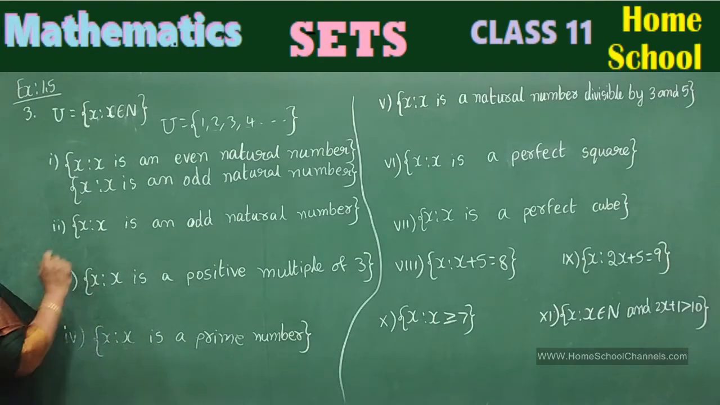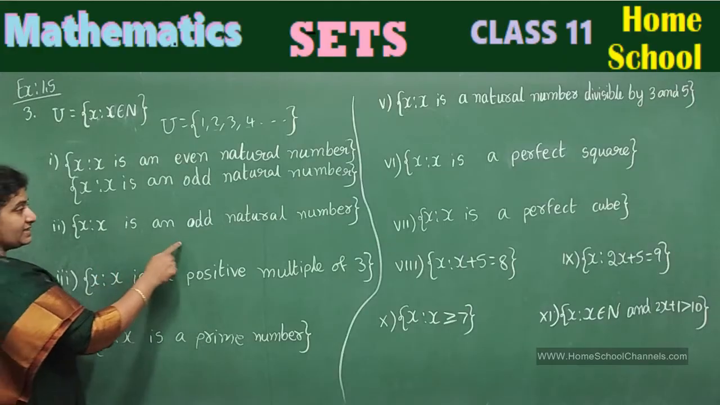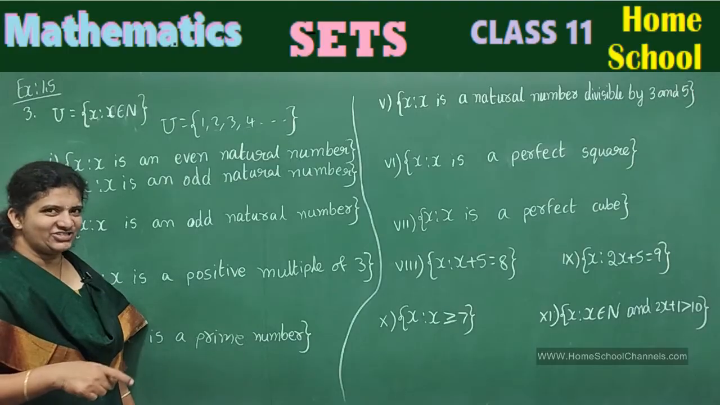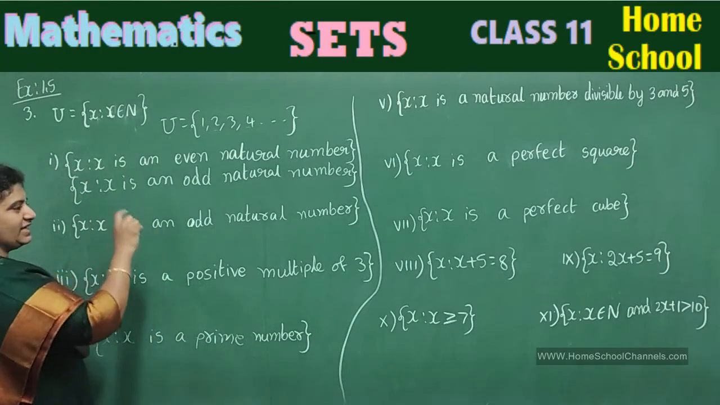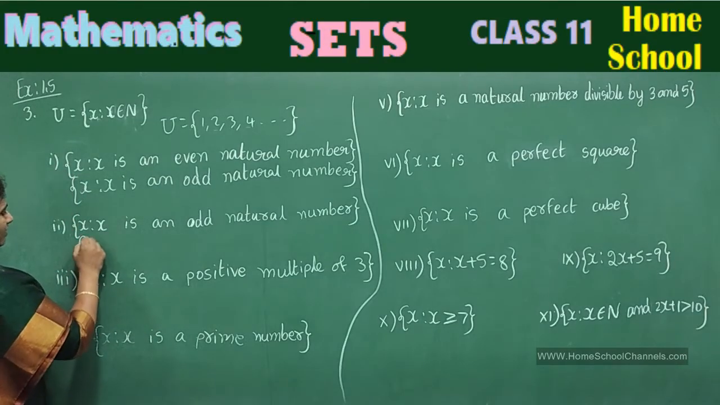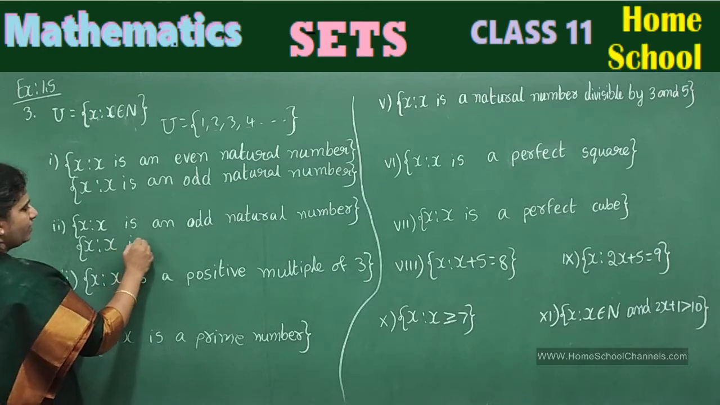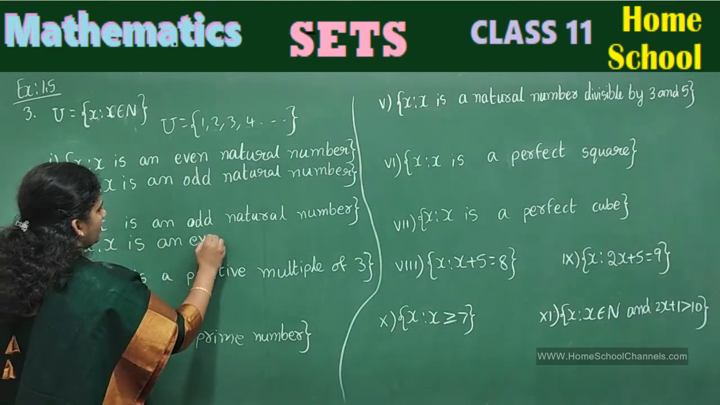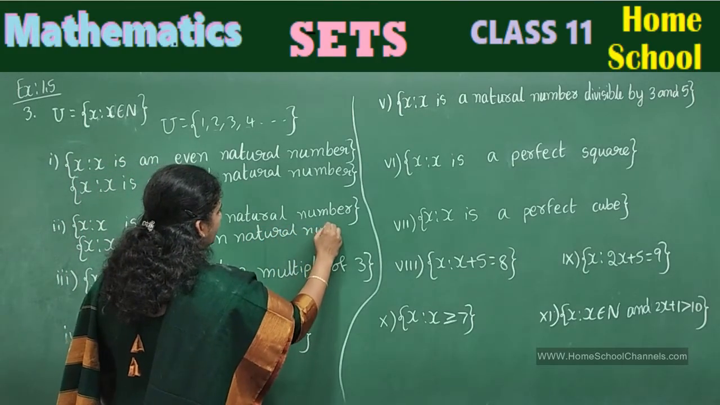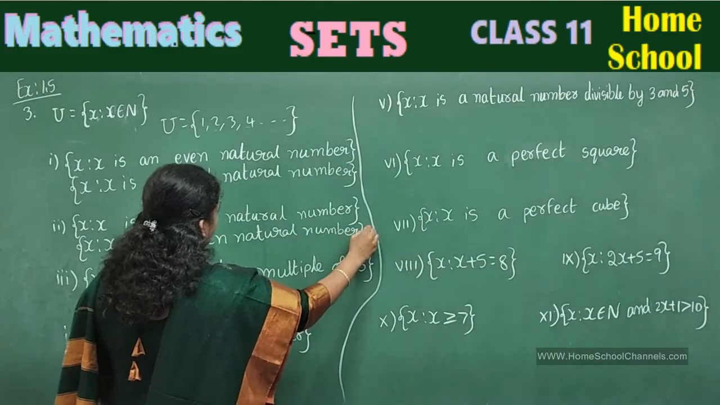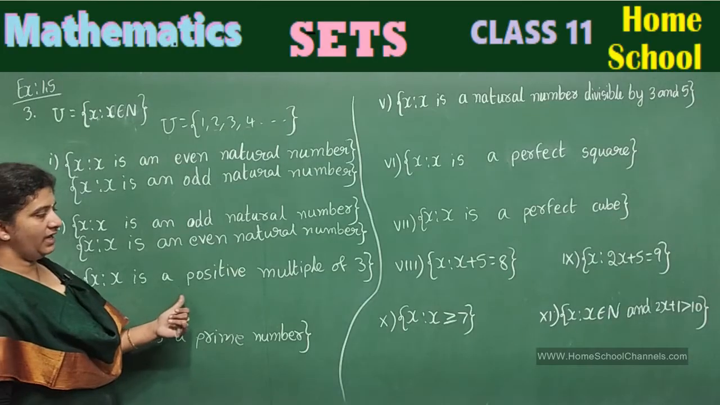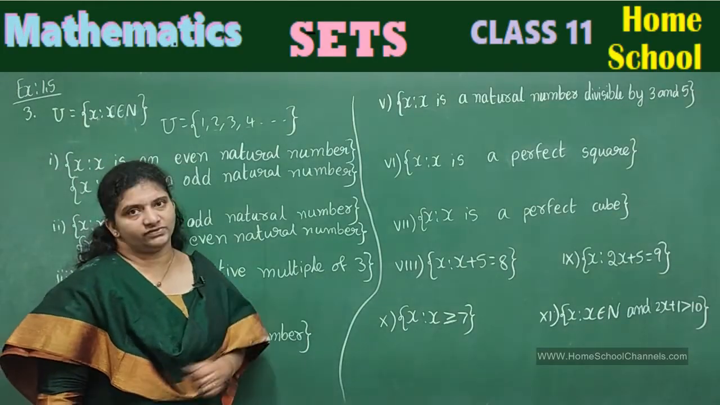So coming to the second one, set of all x such that x is an odd natural number. The complement of odd natural numbers means even natural numbers. That's it. In the universal set, if we remove odd numbers, we get even numbers. That only you write here: set of all x such that x is an even natural number. That's it.